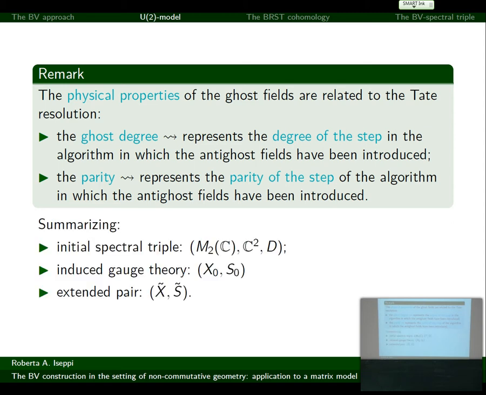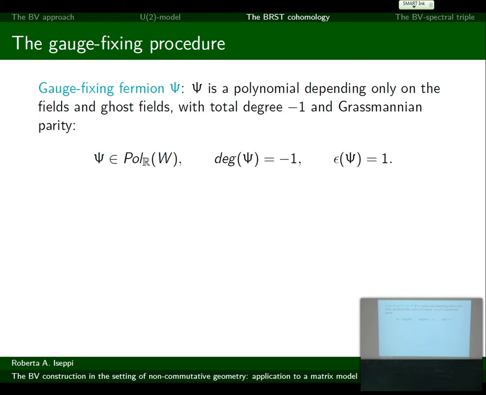A small summary: we started with a spectral triple. We constructed the induced gauge theory, and then we used this BV construction to obtain from this initial gauge theory this extended pair. So what can be the next step? The next step is to proceed with the gauge fixing procedure. Physically we don't want to have any anti-fields or anti-Gauss fields, but we cannot just remove them brutally; we have to introduce this gauge fixing fermion.